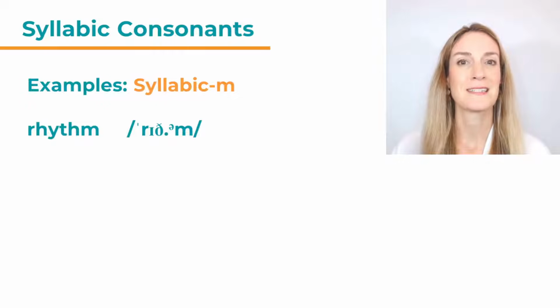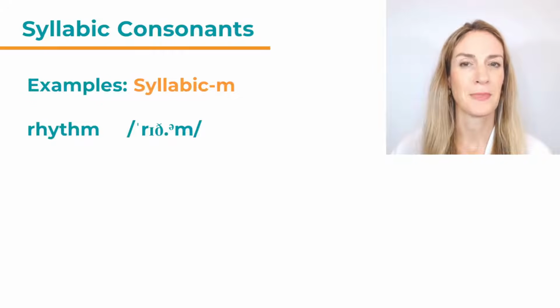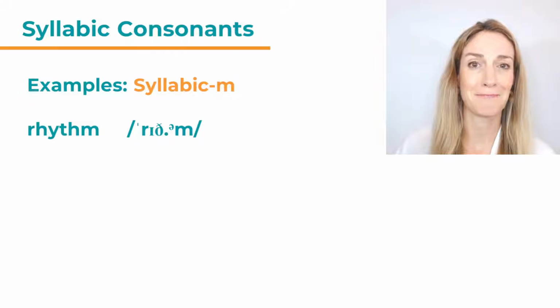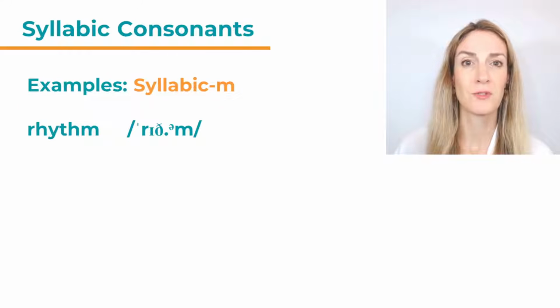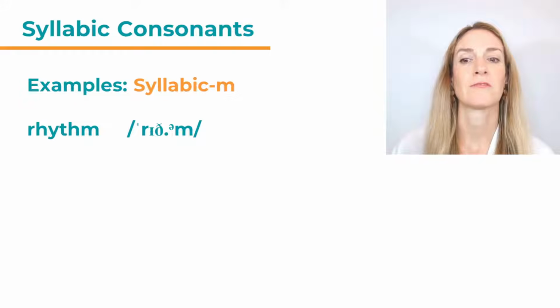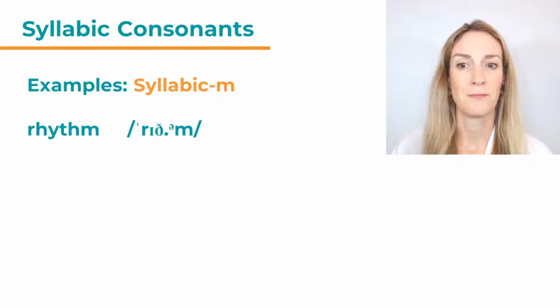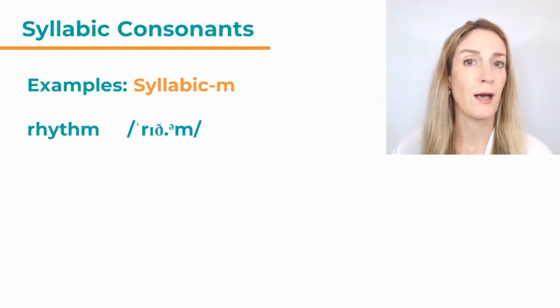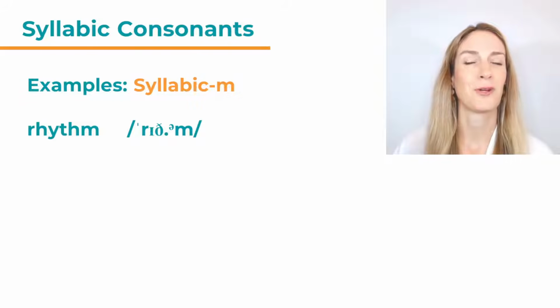First of all, syllabic m. So here we have our first word, rhythm. And I've given you the spelling on the left as well as the transcription from the IPA. So you've got the phonemic transcription, and this would be of standard British English here. Rhythm. You can see two syllables, and the last syllable has a schwa and the m, one of our nasals.